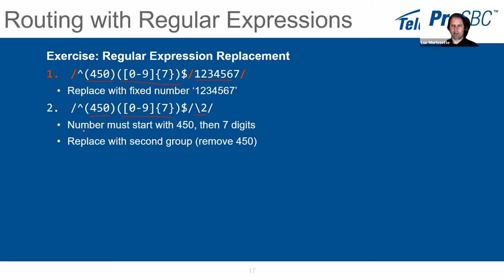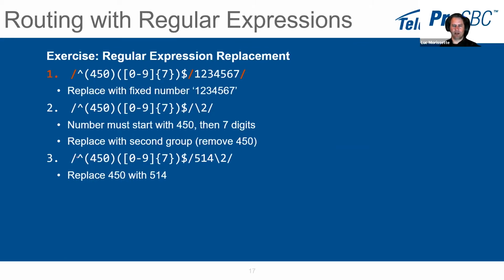So that means when you receive the call, the number must start with 450 and have 7 digits after this. However, when we replace, we remove the 450, we keep only the 7 digits that are available here. There's another example here, which is replace 450 with 514. So you have the 450 prefix here, and that's the first group. The second group is here. So then we will keep only the 7 digits, and we will prefix it with 514. So it's just replacing the prefix.